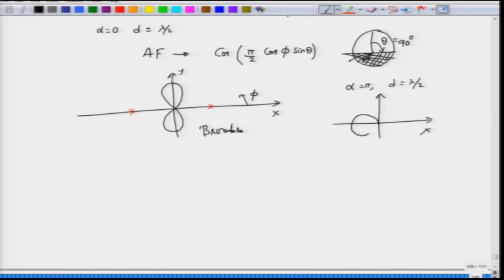Okay. So, as before, if you have the x and y plane, the array pattern that you are going to get now will be maximum here. Okay. This is called an end fire array.